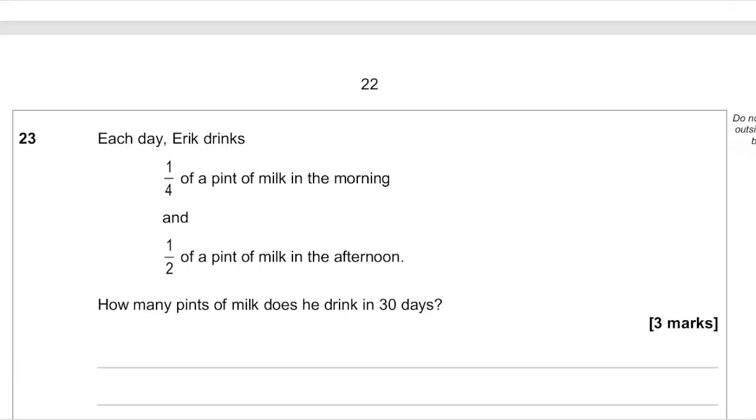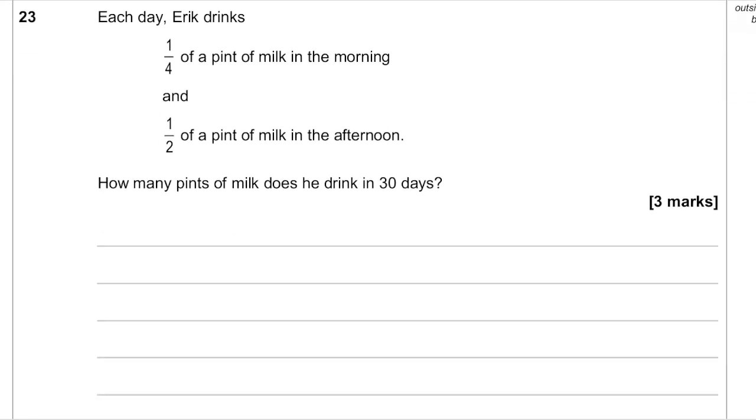Next question. So, Eric each day drinks a quarter of a pint of milk in the morning and a half a pint of milk in the afternoon. How many pints of milk does he drink in 30 days? So I'm doing a quarter in the morning plus a half in the afternoon. I can do that as a quarter plus 2 quarters, which gives me 3/4 of a pint of milk each day.